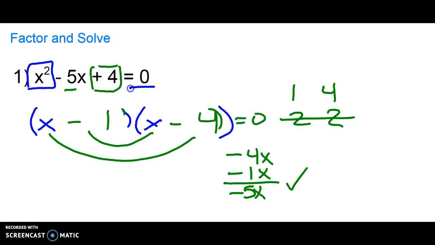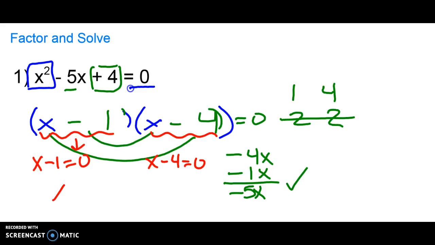As soon as you've found the correct factoring, then you have to apply the zero product property. So this is going to get set equal to 0, and this is going to get set equal to 0. I'm going to add 1, so my answer is x is 1. I'm going to add 4, so my answer is x is 4. So these are the two answers.